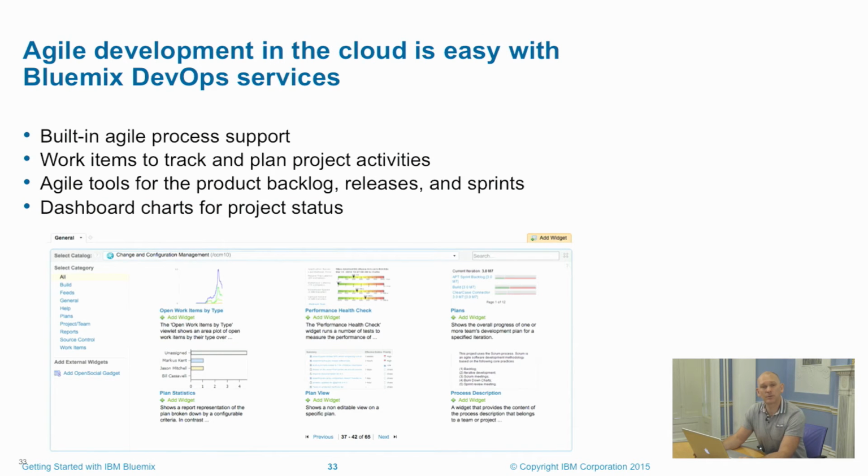So as I mentioned at the introduction, the DevOps services have a track and plan capability. This is where you can manage an agile process. You can create work items, you can track progress through those. There's a set of tools to help you manage the backlog and sprints. And then there's a dashboard where you can get a summary of how your project is progressing.